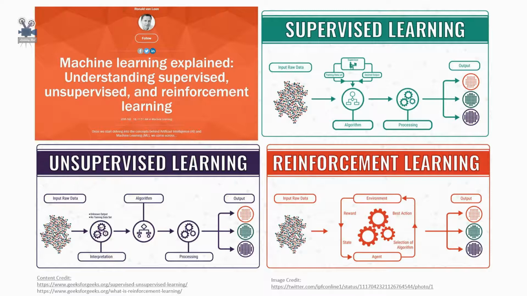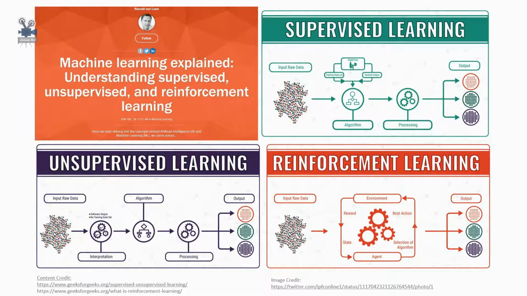Now, third on the list, or the last, learning category is reinforcement learning. Reinforcement learning is an area of machine learning. It is about taking suitable action to maximize reward in a particular situation. It is employed by various software and machines to find the best possible behavior or path it should take in a specific situation.